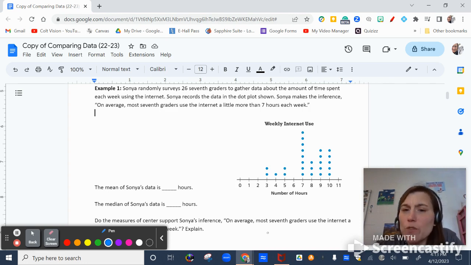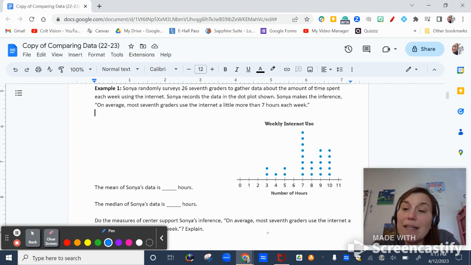Not to be confused with the 7 here, that is also the mode. The 7 that's the mode is the number of hours that most people said they spent on the internet. The fact that the range and the mode are the same number really has nothing to do with each other. You'll find a lot of times your range and your mode are not the same number. They just happen to be the same here. So the most common answer people said was 7.